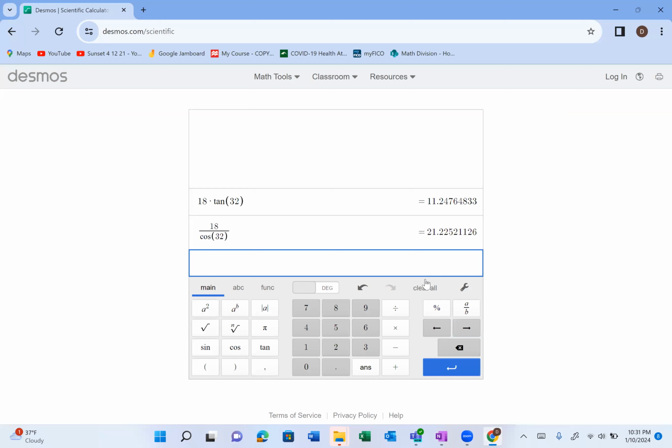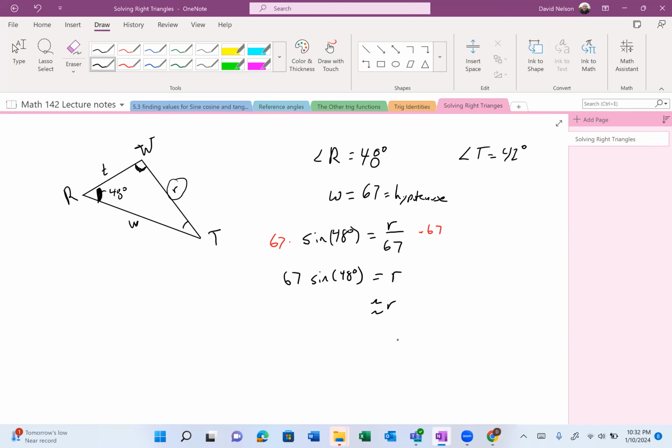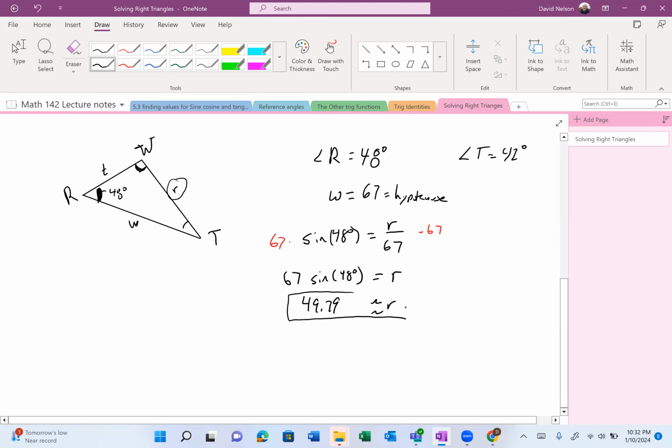Jumping over to Desmos here, I want to do 67 times the sine of 48 degrees. And I am still in degree mode. Always a good idea to check that you're in the proper mode. At some point during this quarter, I would almost guarantee that every single one of us is going to make a mistake because our calculator is in degree mode when we want it to be in radian, or in radian mode when we want it to be in degree mode. But 49.79 would be the length of side R. 49.79 units would be the length of side R.